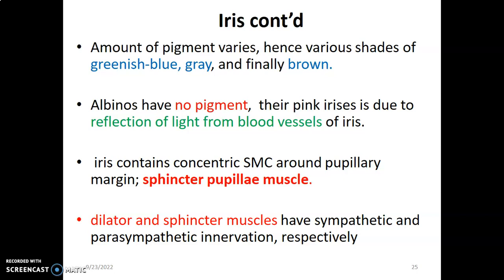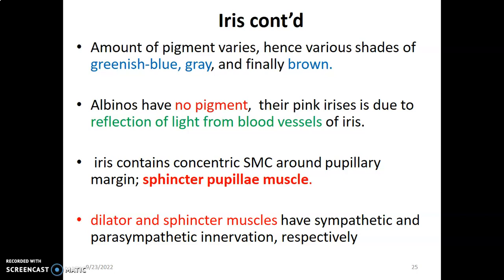So this is the lens here, and this is the iris, and that's the ciliary body. The ciliary body has extensions, so you have your ciliary processes. So the lens is biconvex. It is very elastic, and the elasticity is lost with age because as you age, the lens hardens.